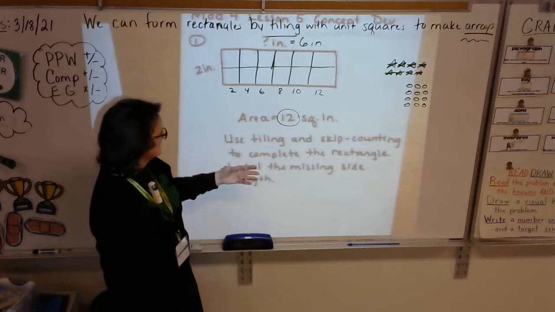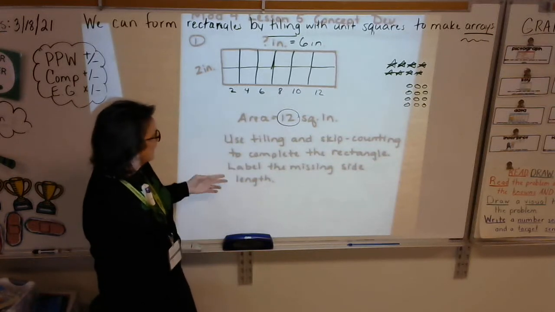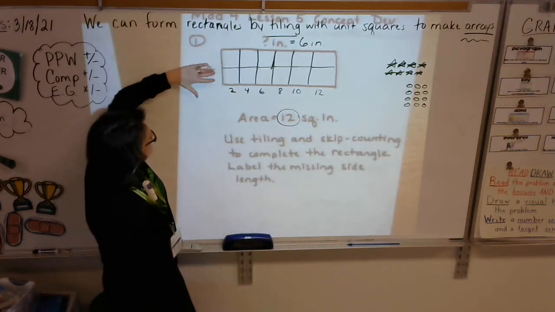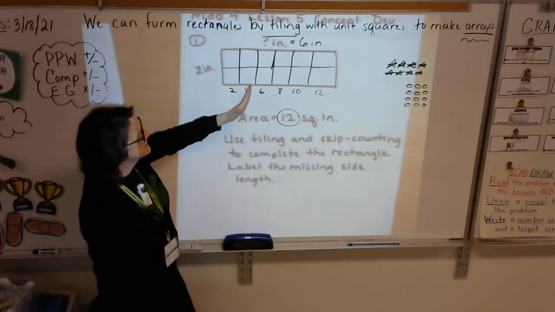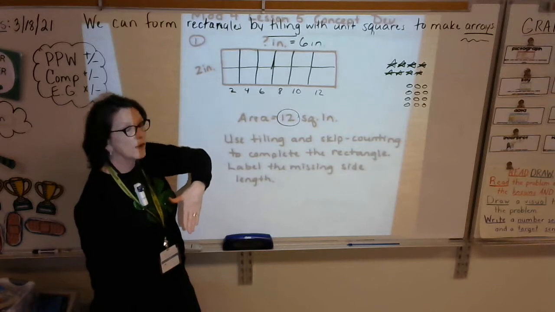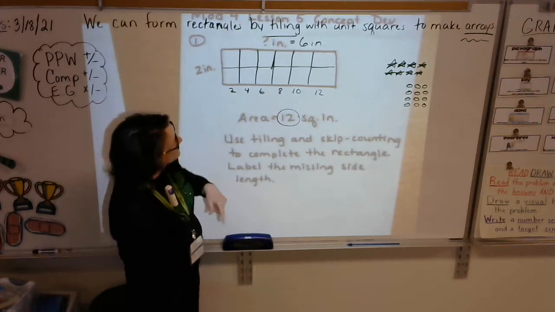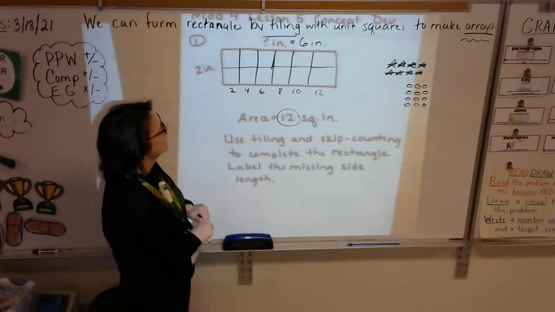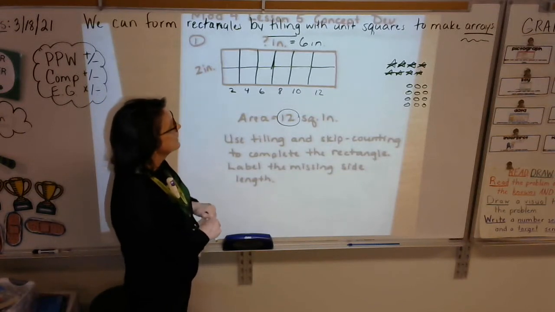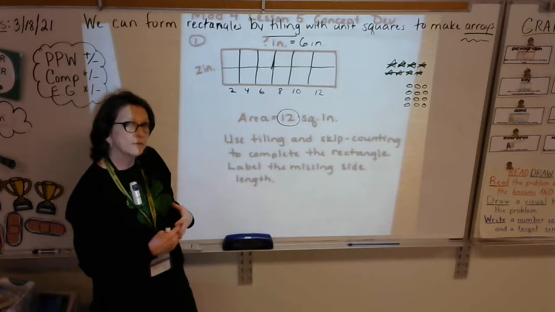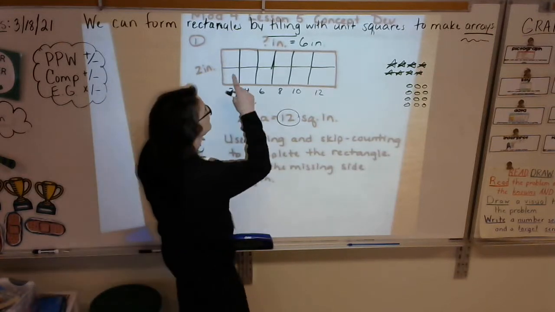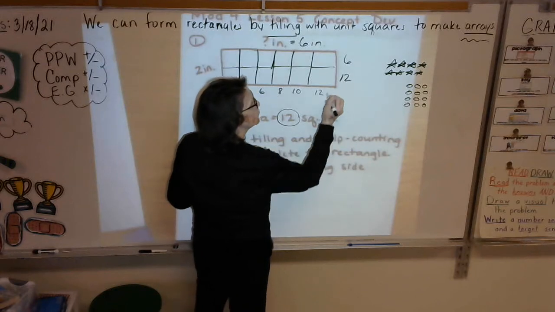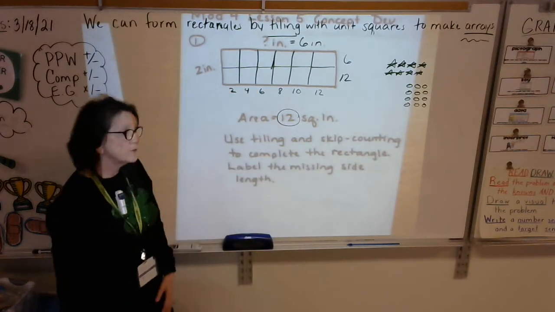So, on your template, I want you to do exactly what we did here. You're going to use tiling and skip counting to complete the rectangle and label the missing side length. So, just like we did, you'll turn this side into 2 tiles and then skip count by 2s until you get a total of 12 tiles. Maybe yours will look a little better than mine. Remember, when you're on the Seesaw, you can erase if your lines don't work out well the first time. Okay? Now, if you look at this, remember, we can skip count our array another way to check our work. 1, 2, 3, 4, 5, 6, and 6 plus 6 is 12. So we can skip count on that array 2 different ways.